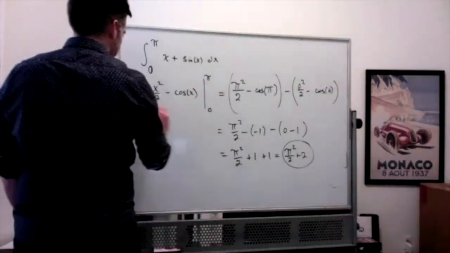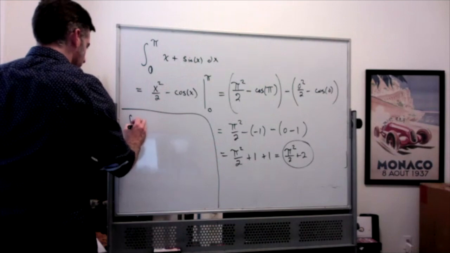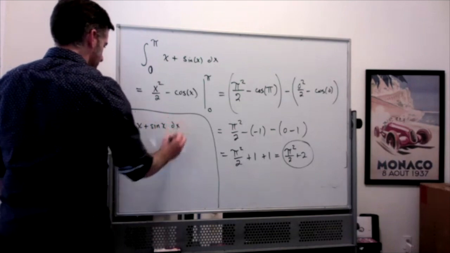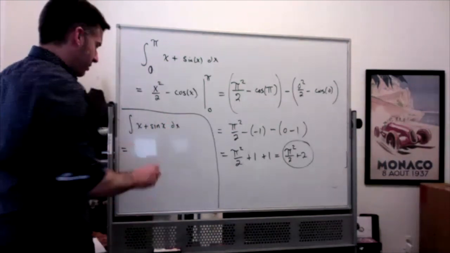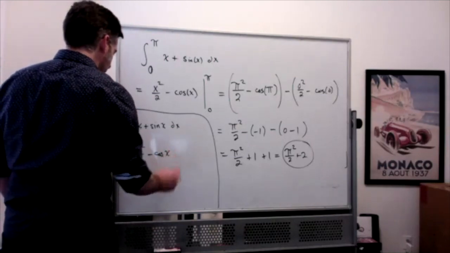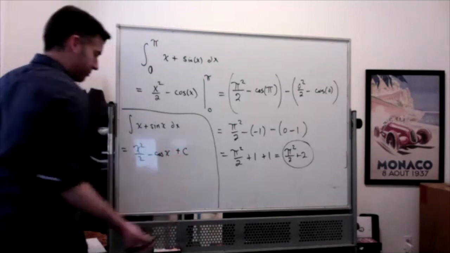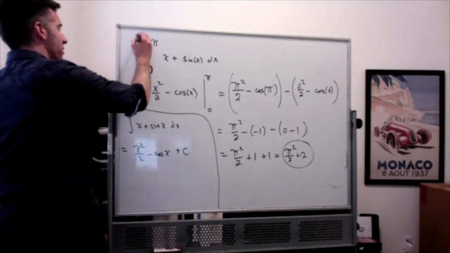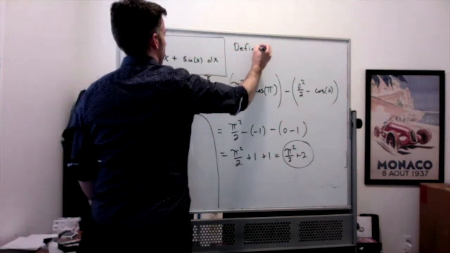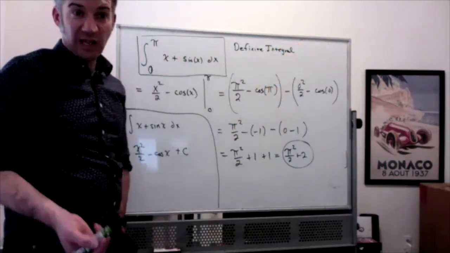But if I just said, I want to know what the antiderivative of x plus sine of x is, well, I would use this notation. Right, and say, okay, I want to find the antiderivative. The antiderivative of x is x squared over 2. The antiderivative of sine of x is negative cosine of x. And then, since I'm talking about any antiderivative, I'm going to put on a plus c. So when you have limits of integration, this is a definite integral. And your answer should always be a number.